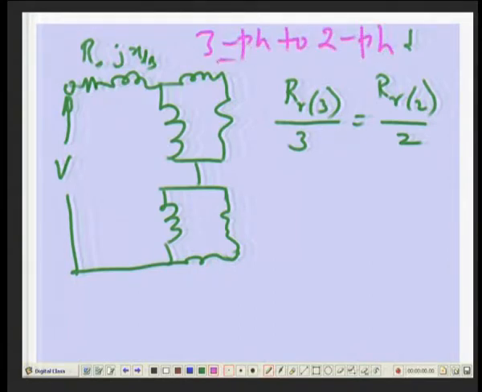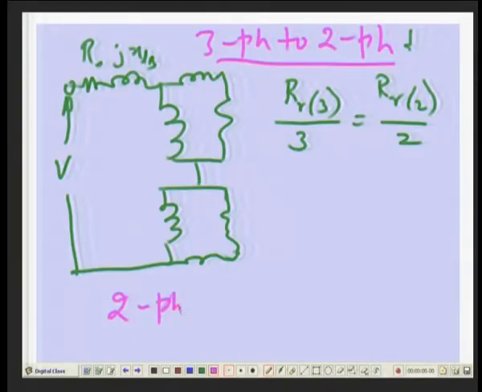You have done this 3 phase to 2 phase transformation, so a factor of 2 by 3 comes into the picture. Your rotor is a multi phase winding squirrel cage. You can refer to it as 3 phase or 2 phase or 4 phase or 6 phase or 8 phase, but the per phase resistance will not be the same. That is the reason why you have a different value.